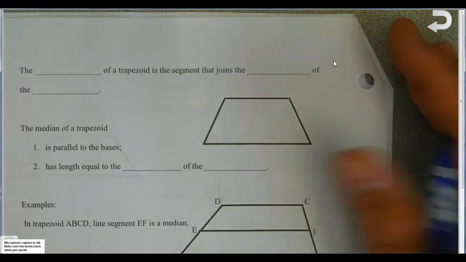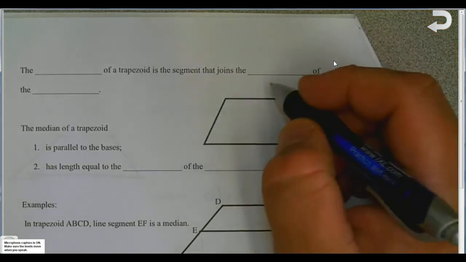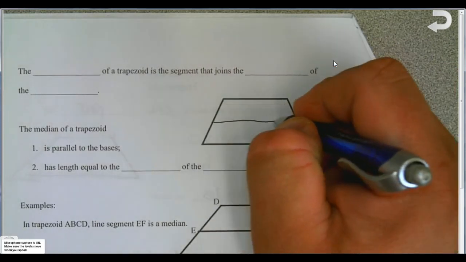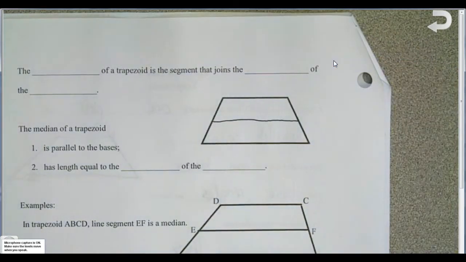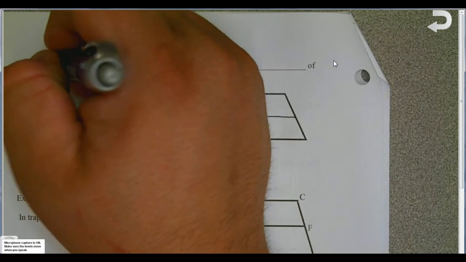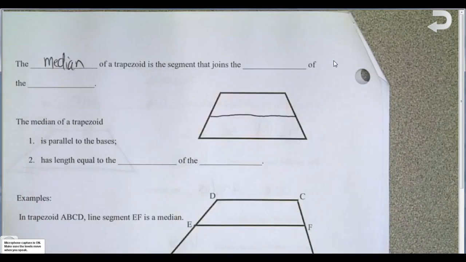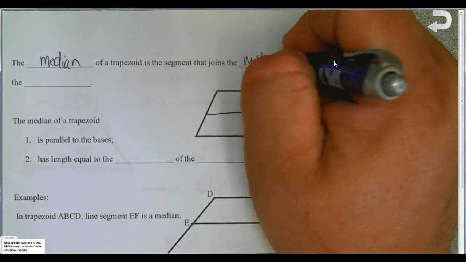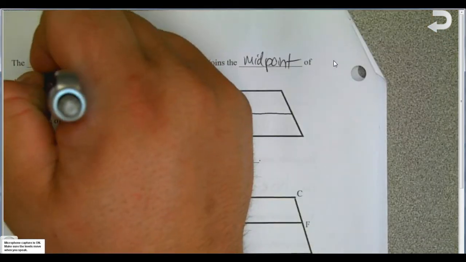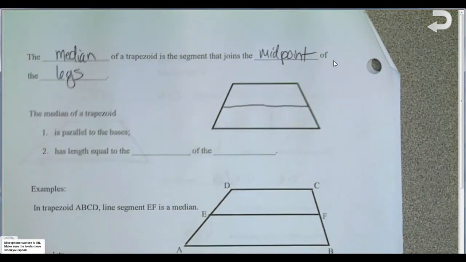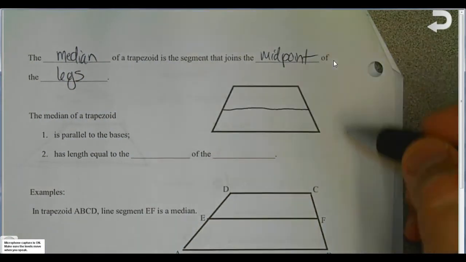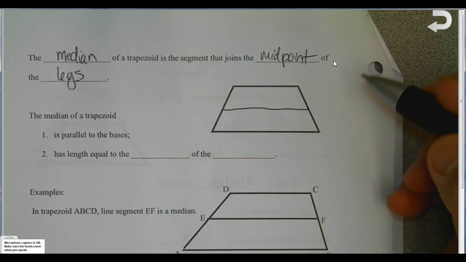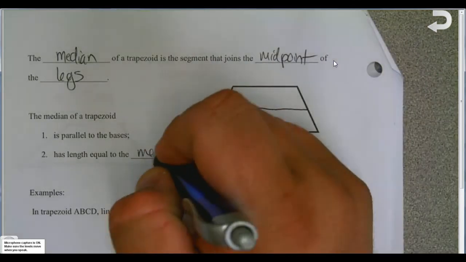Obviously, the one thing you saw when you looked is that an isosceles trapezoid has a line that can go in the middle, and that line in the middle is called the median. The median of the trapezoid is the segment that joins the midpoints of the legs. In order for it to be a median, it has to be parallel to the bases, and it has a length equal to the mean of the bases.